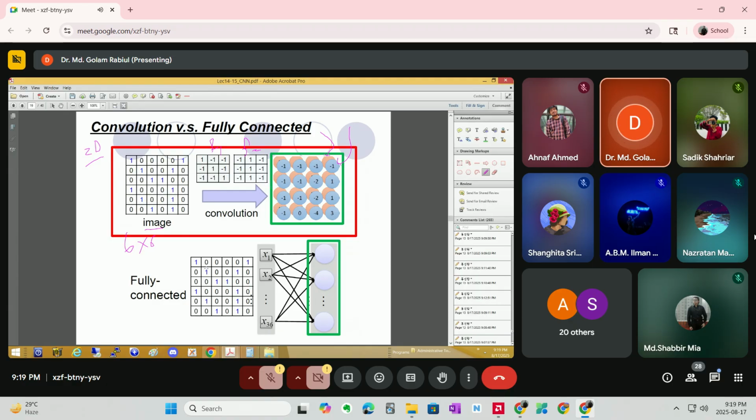Now, as I already mentioned, if we apply the filters, then it will reduce the number of connections. Then we can see how it actually reduces the number of connections here.